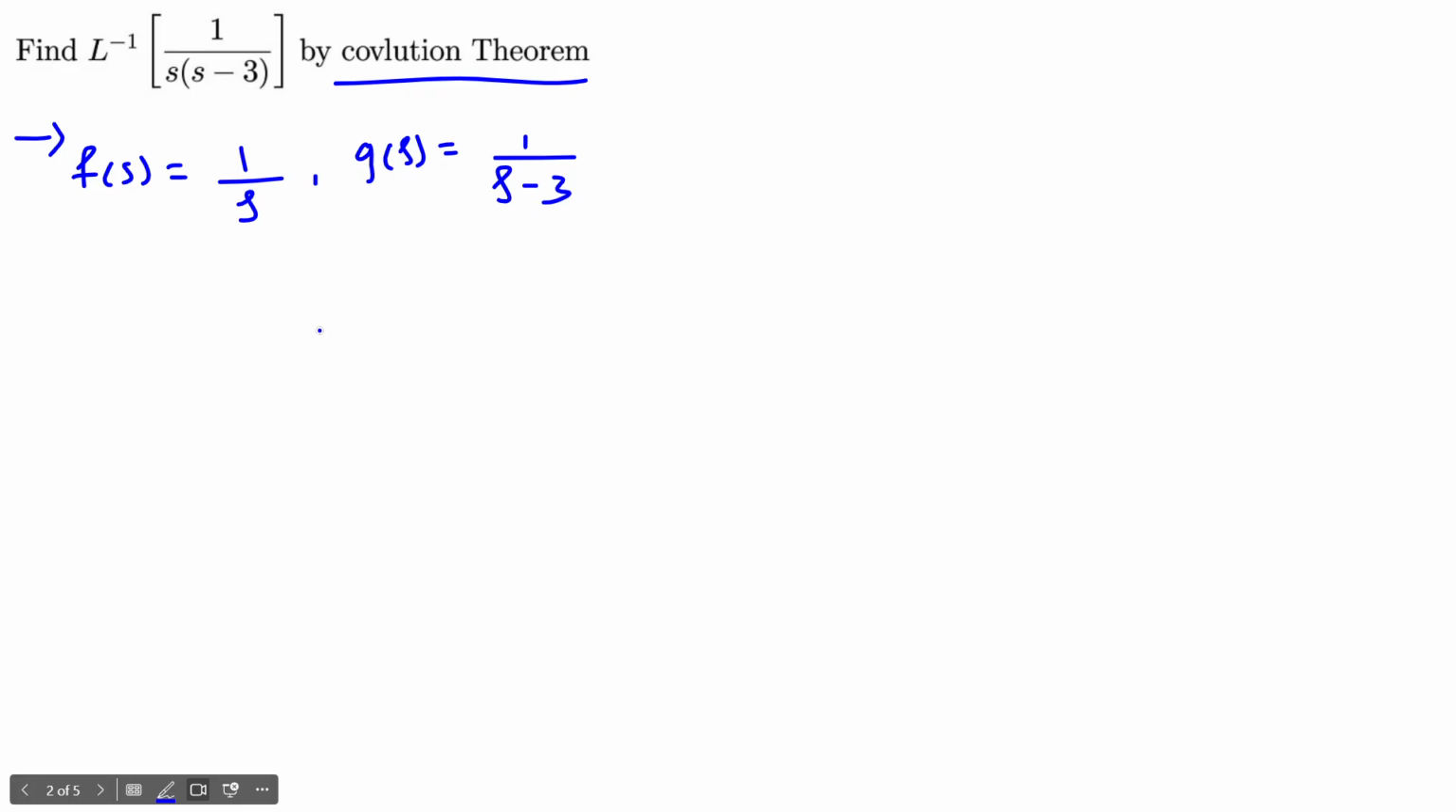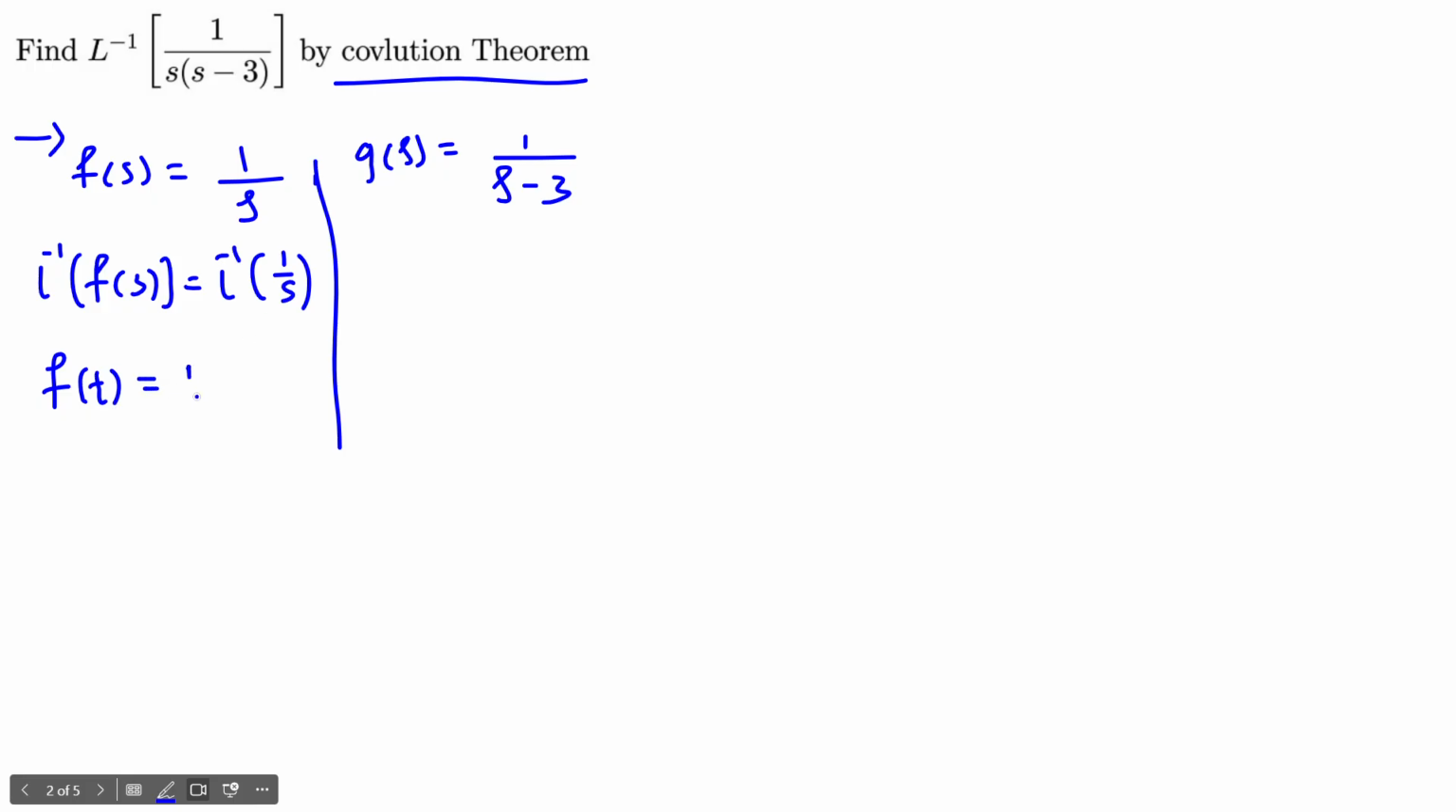Next, I am finding the value of f of t and g of t. For that you have to take Laplace inverse both sides. So Laplace inverse of f of s is equal to Laplace inverse of 1 by s. Laplace inverse of f of s is equal to f of t. And Laplace inverse of 1 by s we know: Laplace inverse of k by s is k. So Laplace inverse of 1 by s will be 1. This will be your value of f of t.